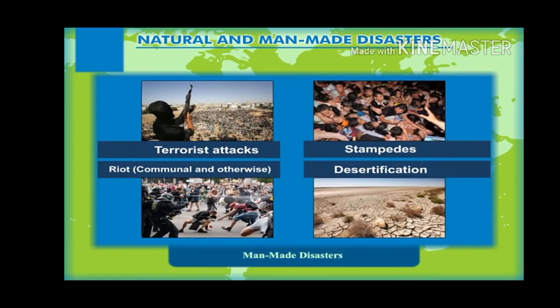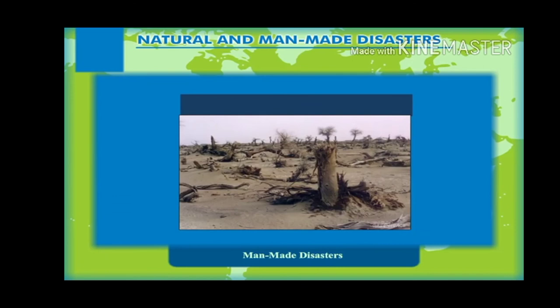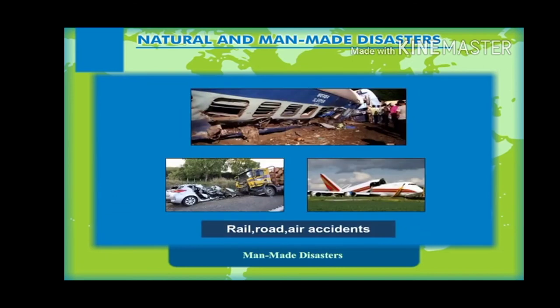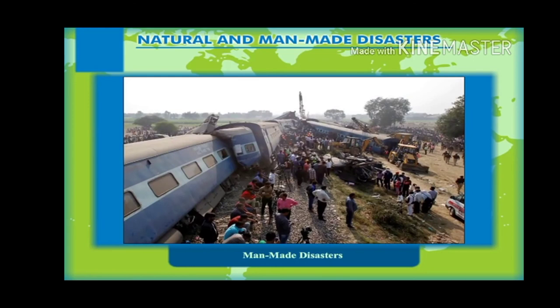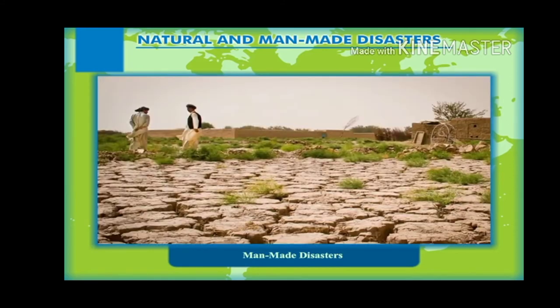Terrorist attacks, stampedes in large gatherings, riots, desertification, environmental degradation, rail and road accidents. All these are man-made disasters, and oftentimes, evacuation of some of these disasters may be delayed. That is, when it happens, it takes a lot of time before rescue can come. Man-made disasters can also be magnified due to natural causes.